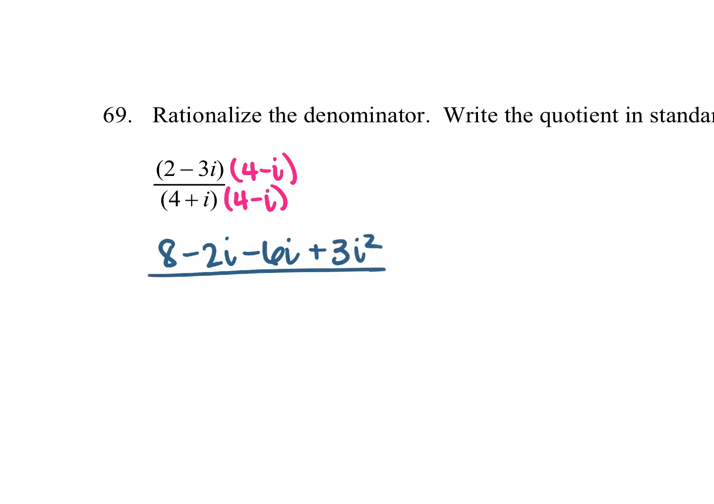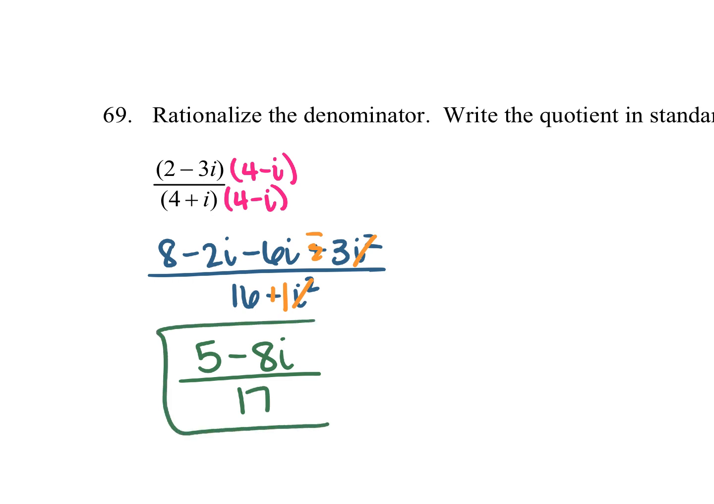On the bottom, 4 times 4 is 16. i times negative i is negative i squared. So again, the i squared changes the sign of the term that it's in front of. So that becomes negative 3 up top and positive 1 on the bottom. So this is just going to give us 8 minus 3, which is 5. Negative 2i minus 6i is negative 8i, over 16 plus 1, which is 17.